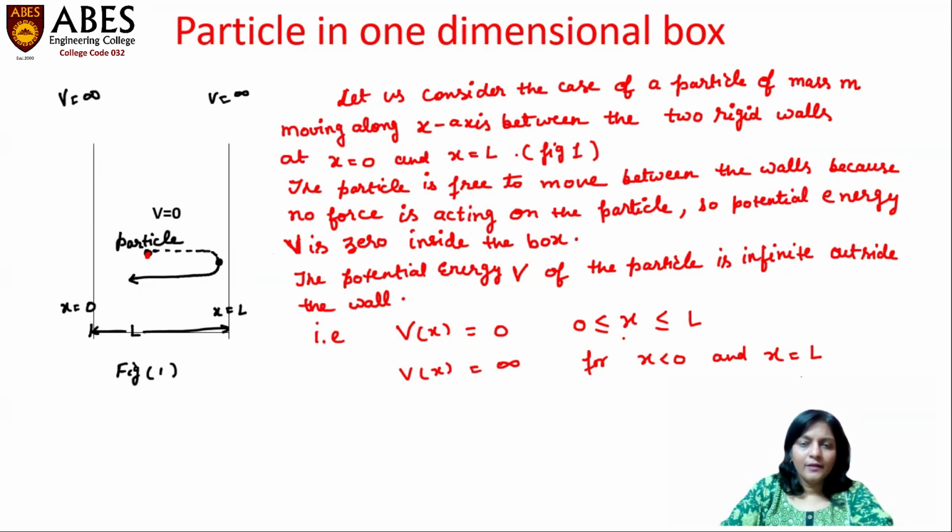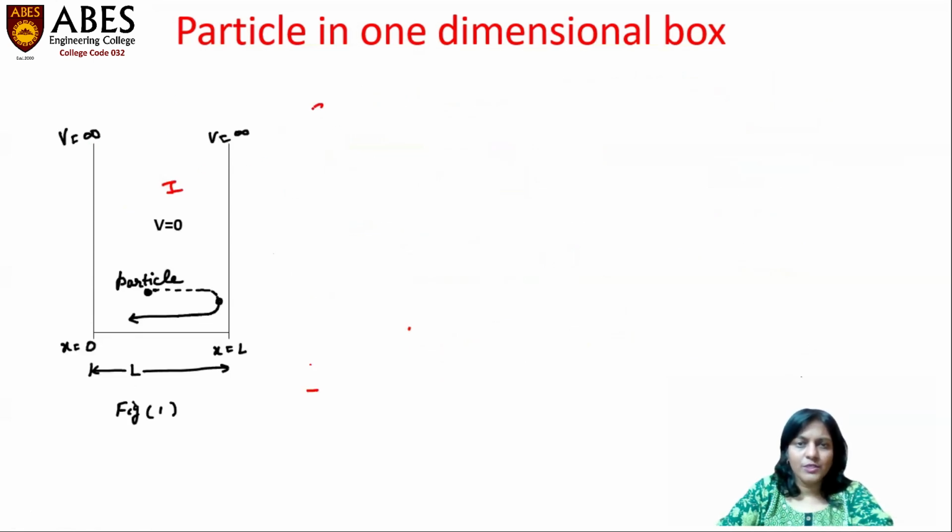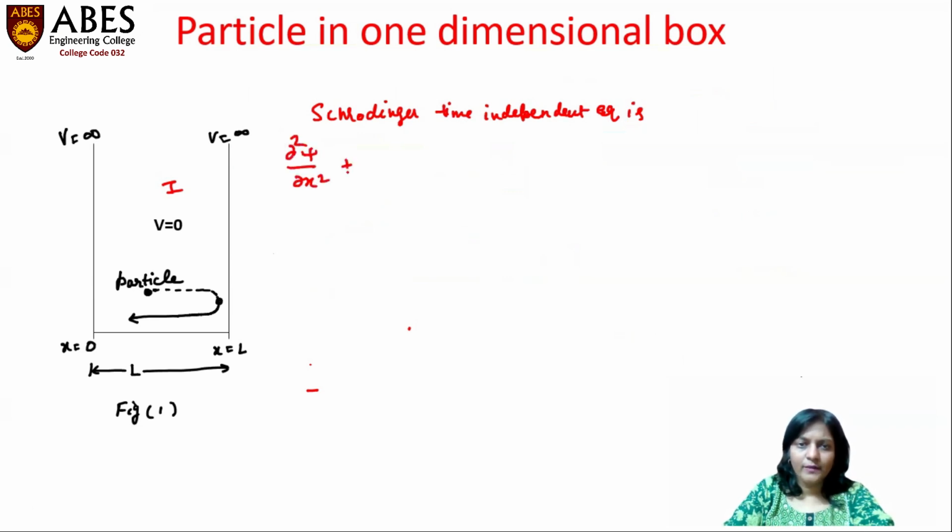So we can say that for x equal to 0 to L, the potential energy is 0, but for x less than 0 or x greater than L, the potential energy is infinity. This problem is solved with the help of the Schrodinger time independent equation. For region 1, the Schrodinger time independent equation is del 2 psi over del x square plus 2m upon h cross square E psi is equal to 0. This is equation number 1.